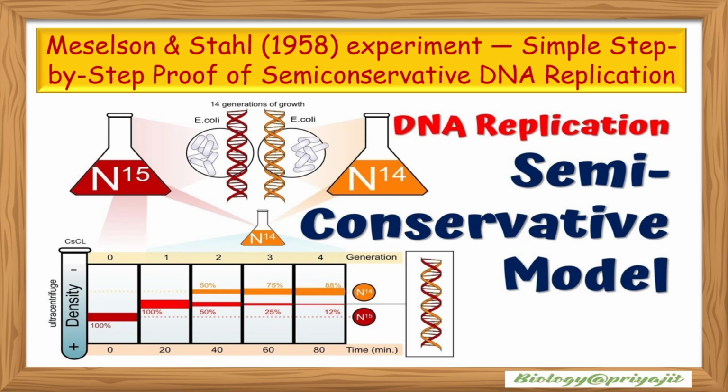The Meselson Stahl experiment of 1958 is one of the most elegant and important discoveries in molecular biology. By using heavy, that is 15N, and light, that is 14N, nitrogen to label DNA in E. coli, the scientists demonstrated how DNA actually replicates inside living cells. Their careful design, labeling techniques, and density gradient centrifugation provided clear experimental evidence for the semi-conservative model of DNA replication, a foundational concept in genetics.